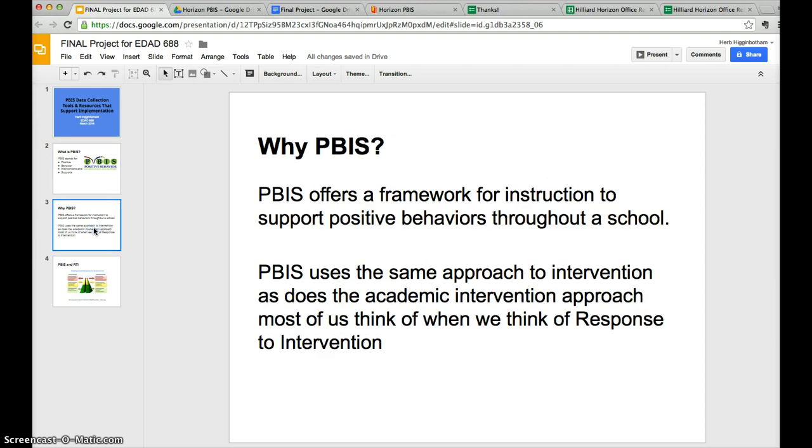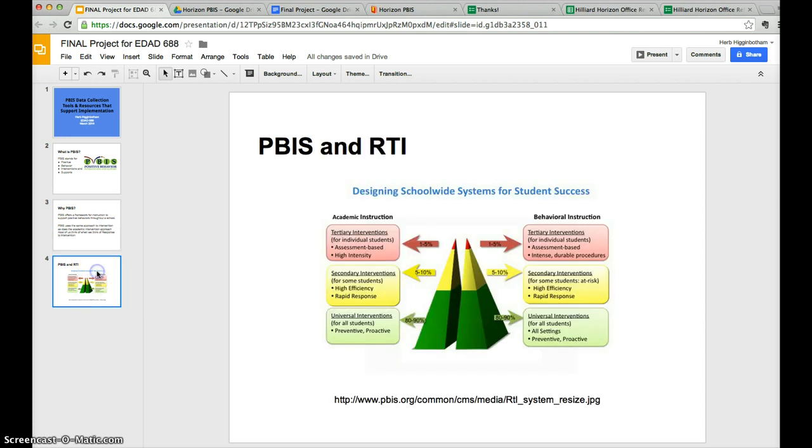It offers a framework for instruction to support positive behaviors throughout the entire school, and it uses the same approach to intervention as does the academic intervention approach most of us think of when we think of response to intervention. In fact, you can see they're very similar in the approach.